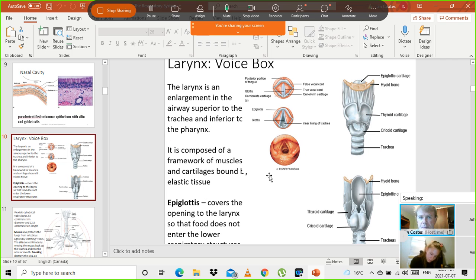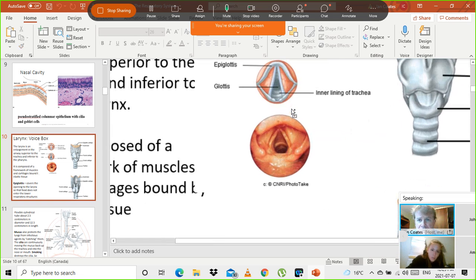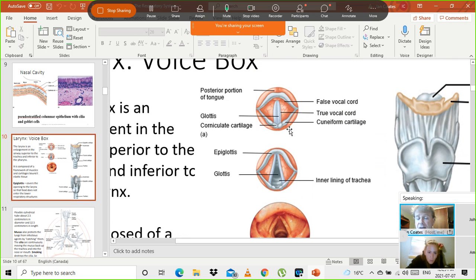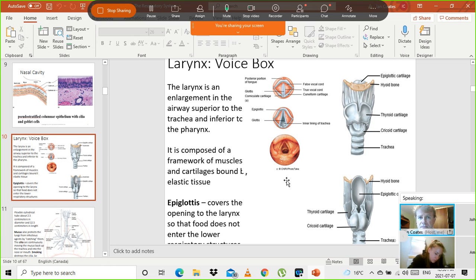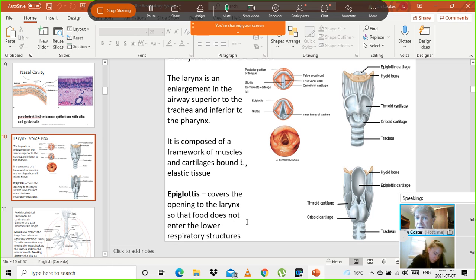Your larynx, your voice box. The larynx is an enlargement in the airway superior to the trachea, okay? Inferior to the pharynx. It's composed of a framework of muscles. There's a really good video that takes a camera down the lungs, and another good one that takes a camera down the stomach. So have a look at those, they're cool. And you see here, it's just basically air moving against the larynx, right? And that's our voice box. Epiglottis, this covers the opening to the larynx so the food doesn't enter into the lower respiratory structures.